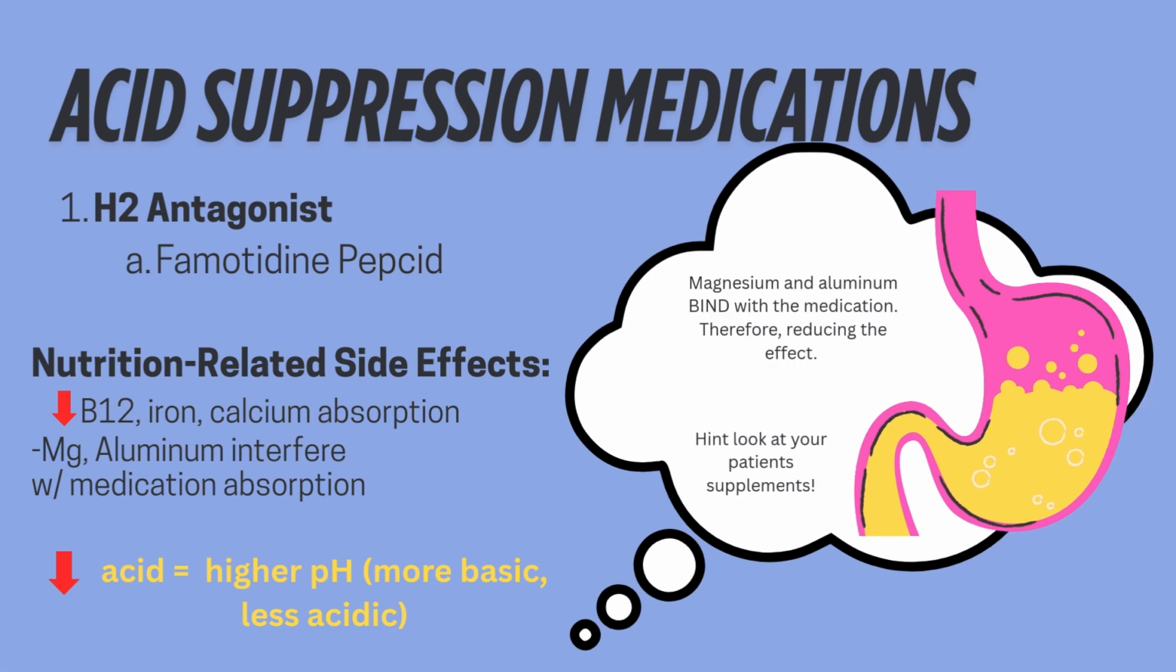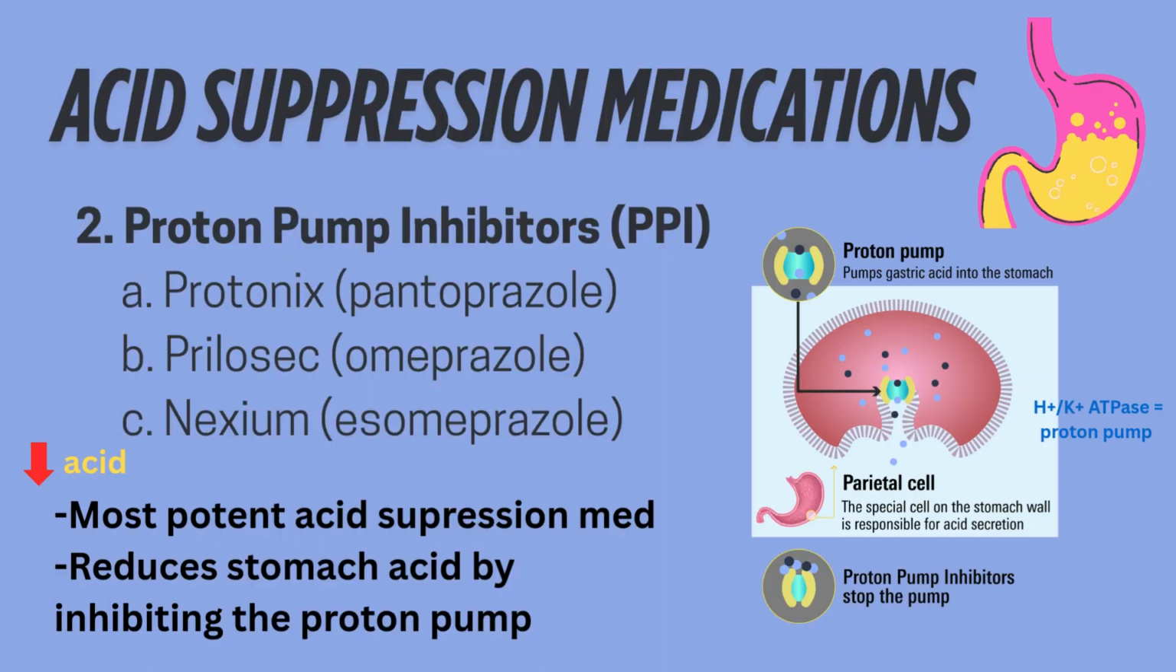Okay, and then the reason why magnesium and aluminum interfere with medication absorption is that they bind with the medication, therefore reducing the effect of the medication, of the H2 antagonists. So a little hint here, maybe that you might see in a question form, is we need to look at what our patients are taking supplement-wise. I'm thinking like magnesium.